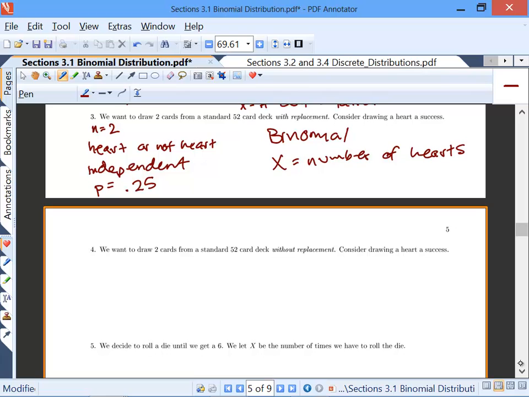So this time we want to draw 2 cards from a standard 52 card deck without replacement. Consider drawing a heart a success. So we start off and we say, okay, well n is 2. That's a good thing. A heart is a success. I can still say heart or not heart. Okay, so we're still doing good. The next thing I check is independence. Okay, no, because I don't put the card back. And so if I pull 1 heart out the first time, then I have less hearts to choose from. Or if I pull out a not heart, that still affects my probabilities. So this is not independent.